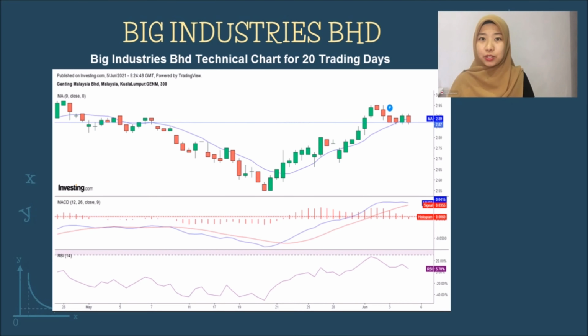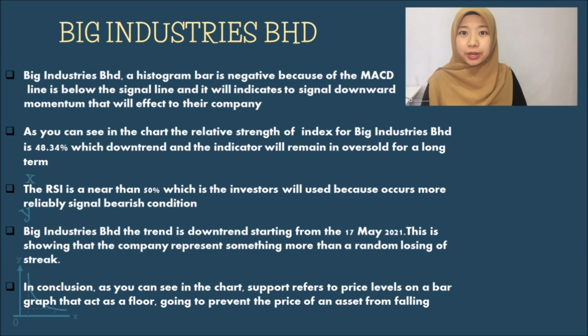This is the Big Industry Berhad technical chart for 20 trading days. For Big Industry Berhad, the histogram bar is negative because the MACD line is below the signal line, and it will indicate a signal of downward momentum that will affect the company. As you can see in the chart, the relative strength index for Big Industry Berhad is 48.34%, which is a downtrend, and the indicator will remain in the oversold zone for the long term. The RSI is near 50%, which investors use because it more reliably signals a bearish condition.